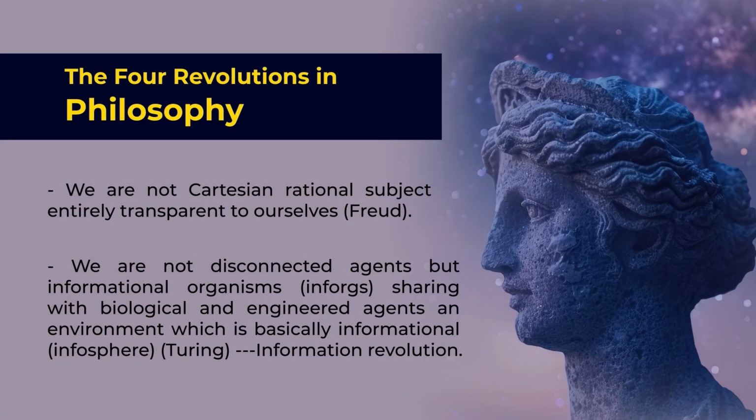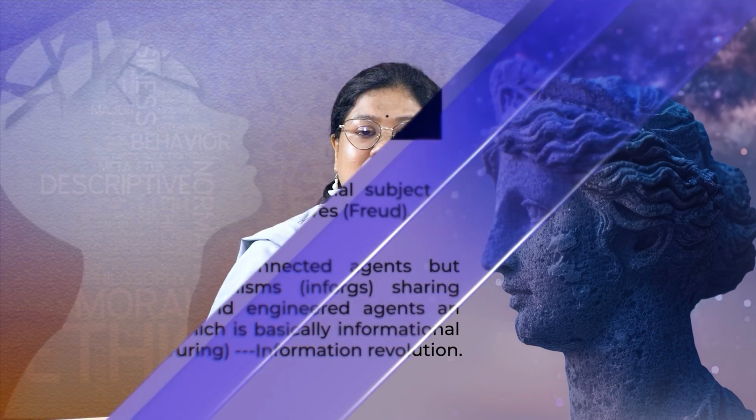Let's see what happened with the advent of information technology, or the information revolution, because of which we are facing so many changes now. As per this information revolution, which happened after capitalism came into picture, after the advent of postmodernity, human beings are not being seen as disconnected agents, but more as informational organisms or inforgs. What is distinct about inforgs is that we as inforgs are sharing with biological and engineered agents an environment which is basically informational. Earlier we were talking about atmosphere and different layers of atmosphere, and now we are talking about this layer which is made up of data. In fact, our identity is also getting reduced to nothing but information, a set of data.